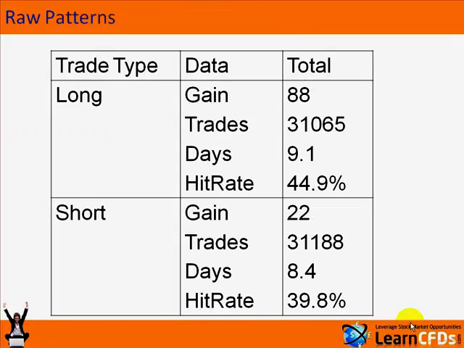Here's the raw patterns, and you can see there's around 30,000 trades here on the long side and another 30,000 on the short. We analysed these using a computer program, and on average the return per trade was 88 basis points, or 0.88% on the long side, and was less on the short side. It was just 0.22%. Our hit rate, how often we were right, was around 45%, and on average we held the trades for 9 days. Now this is the raw data.